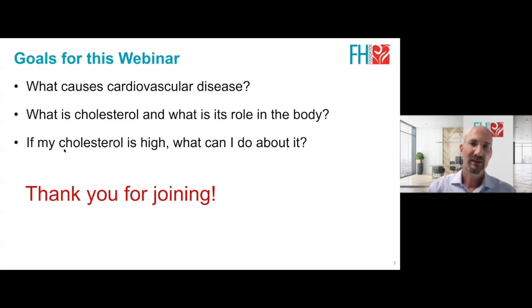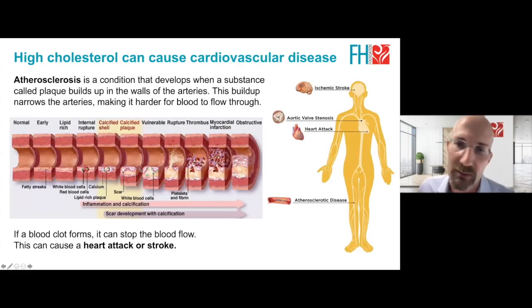So let's start out with, why do we care about cholesterol? Cholesterol is not just a number. Cholesterol can cause cardiovascular disease, meaning heart disease and stroke. That's also called atherosclerotic cardiovascular disease. Sometimes we use a lot of acronyms, but atherosclerotic cardiovascular disease, stroke, and heart attack has been the leading cause of death in the US and worldwide for over 100 years, except for a few months during the COVID pandemic.